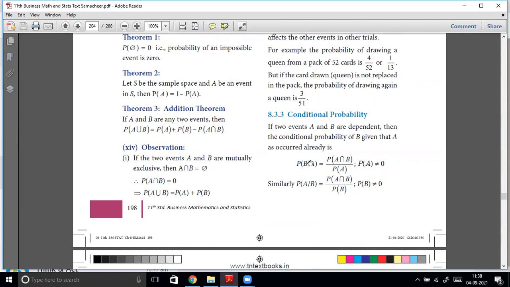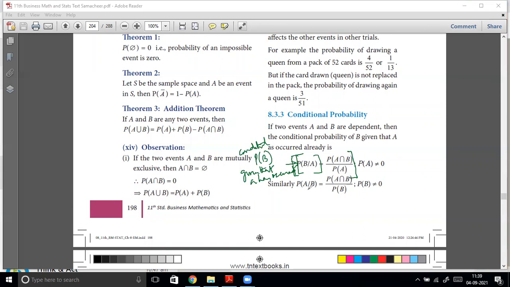Now, what is the meaning of P of B by A? The meaning of P of B by A is the probability of B, given that A has occurred, or the conditional probability of B, given that A has occurred. This is the meaning. So this has a lot of meaning when you write P of B by A. The conditional probability of B, given that A has occurred, is equal to P of A intersection B by P of A. That is the formula. You have to remember this formula.